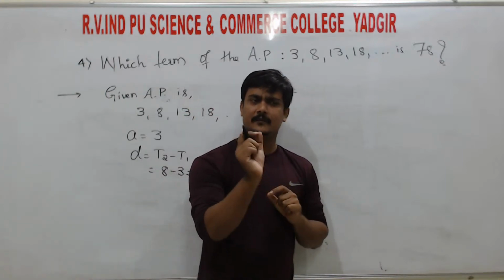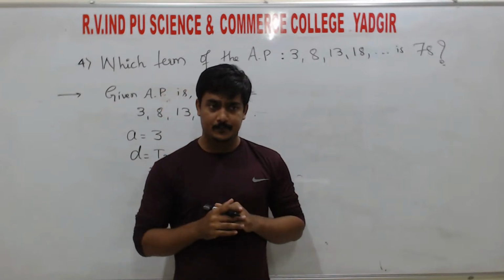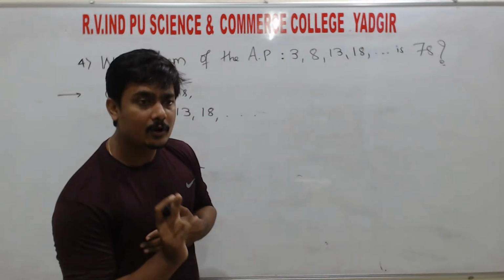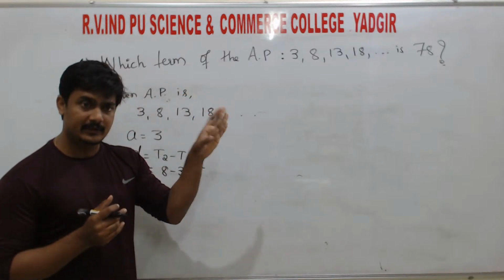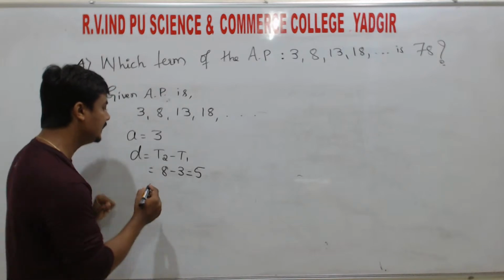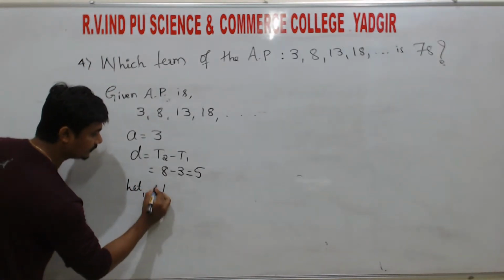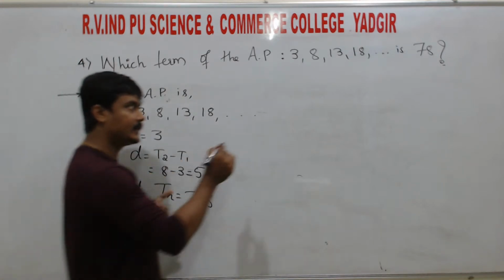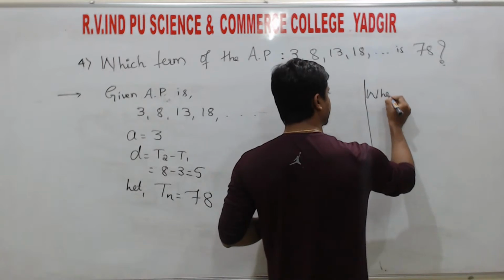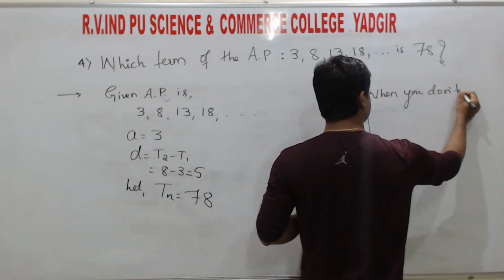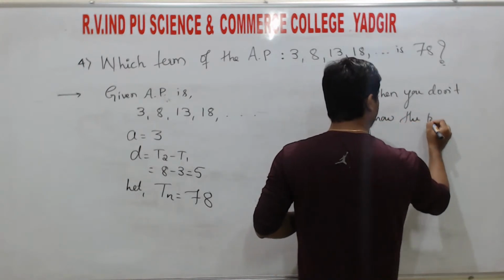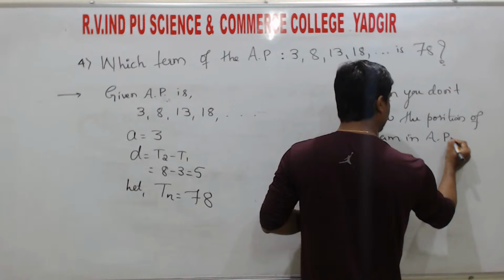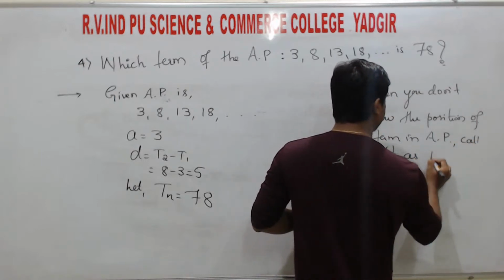Whenever you do not know the position of a term in an arithmetic progression, take it as Tn, because n will generally denote what? The position of the term. I will repeat my sentence. Whenever you do not know the position of a term, if you want to find out the position of the term, take it as Tn. Right? Shall I write this point here for your reference? When you do not know the position of a term in AP, call it as Tn. Okay.